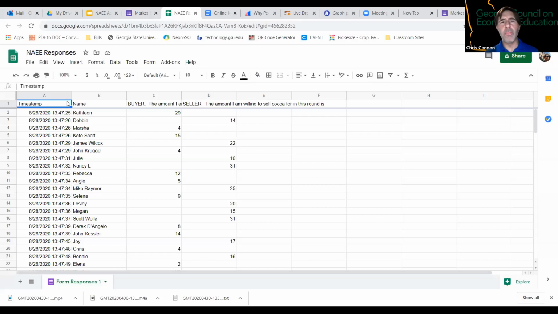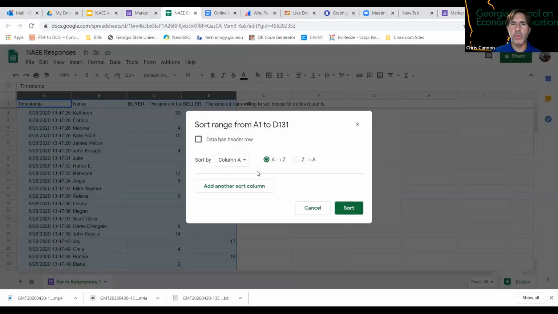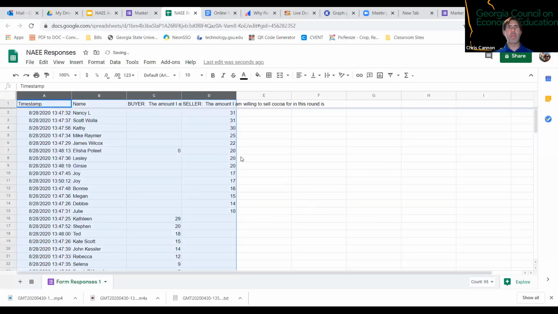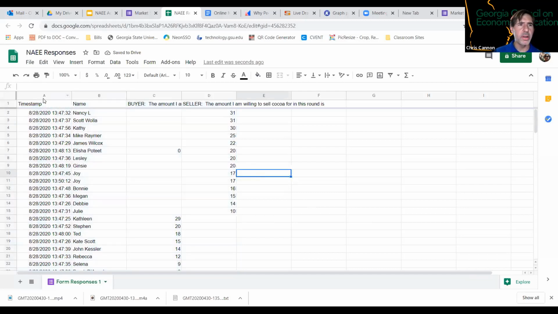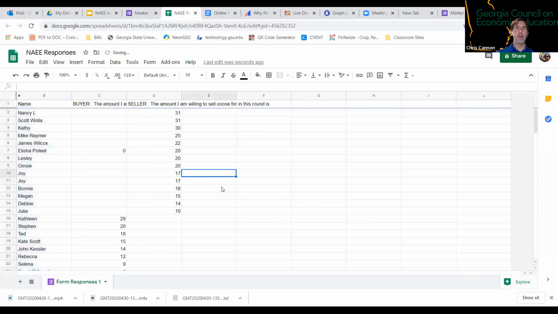All right? So I've got my data here, and I want to sort this data, and I'm going to click my data here, and I'm going to sort 2 ways. I'm going to sort column D from highest to lowest, and then column C from highest to lowest. And you'll see why I'm doing that here in just a second. All right, I'm going to get rid of my timestamp here. I don't need this column. Here's all I really need.